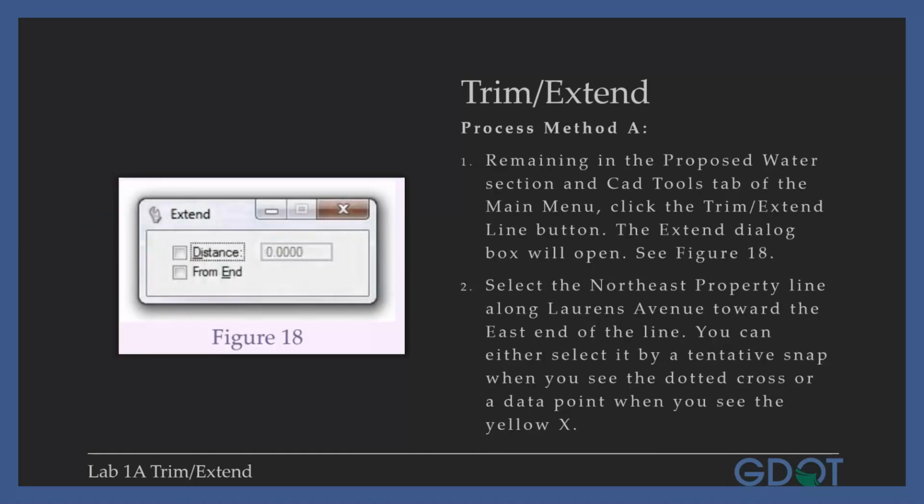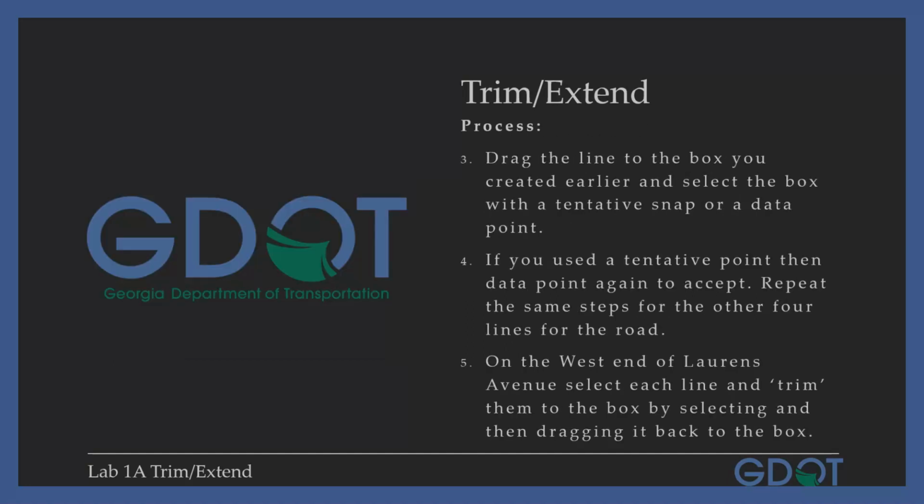Method A. Remaining in the proposed section and CAD Tools tab of the main menu, click the Trim Extend Line button, and the Extend dialog will appear, as depicted in Figure 18. Select the northeast property line along Lawrence Avenue toward the east end of the line. You can either select it by tentative snap when you see the dotted cross, or a data point when you see the yellow X.